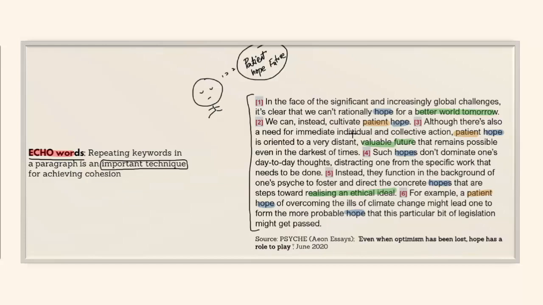If you remember, ladies and gentlemen, we looked at this one. The word "hope" is a word that got echoed. "Patient" is another word that got echoed, and something about a better world tomorrow, a fallible future, an ethical ideal. Something about a future is also mentioned. This echo word helps us understand the passage. This is a paragraph story. This is what we learned.